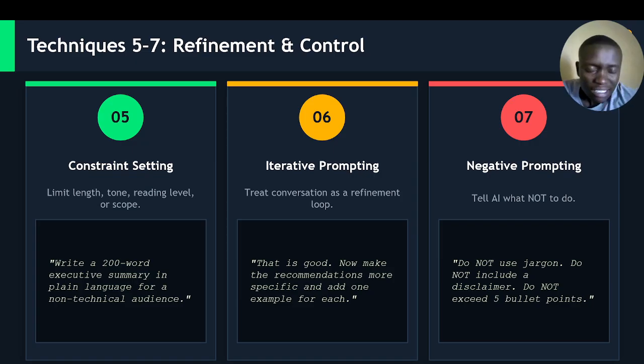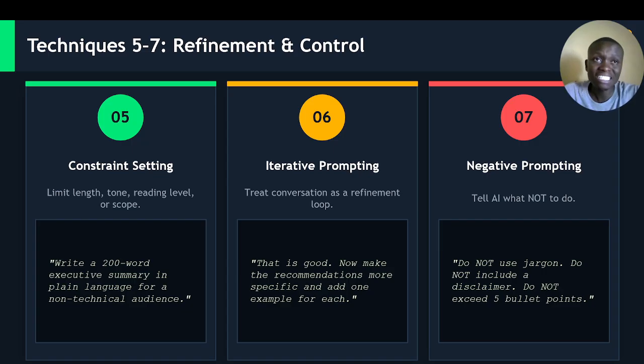Then we have another step, which is iterative prompting. With iterative prompting, you treat it more like a conversation. When you open your chat, you give it a prompt and it gives you the output, and then you tell it, okay, now this is good, and you build up from the previous conversation. So, okay, now make the recommendations more specific and add one example for each, and then it gives you that.